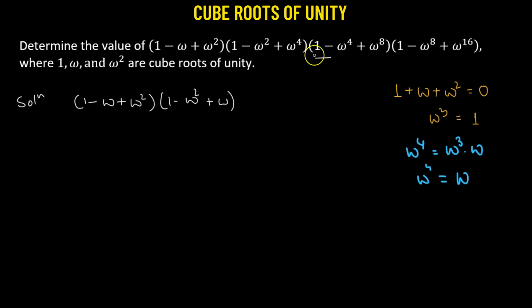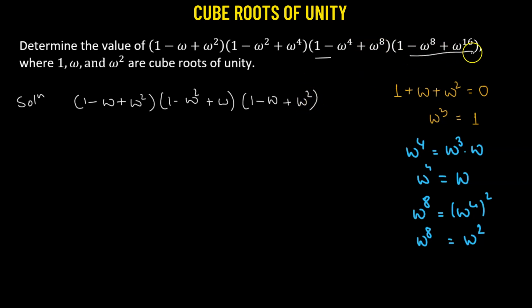Next, coming to the third expression, we have 1 minus omega raised to the power of 4. Now omega raised to the power of 4 will be simply omega. Then we have omega raised to the power of 8. So let's find out its value as well. Omega raised to the power of 8 is equal to omega raised to the power of 4, whole squared. Just now we found out that omega raised to the power of 4 is omega, so we have omega squared. So omega raised to the power of 8 is also equal to omega squared. So let's replace omega raised to the power of 8 with omega squared.